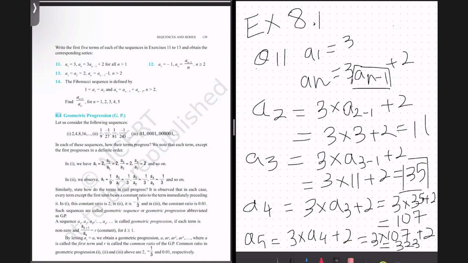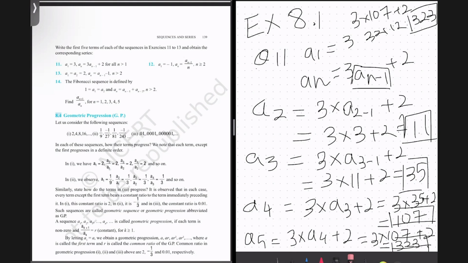I'm going to write this up here as well. So I had 3 into 107 plus 2. So 3 into 107 is 321 plus 2, and that is nothing but 323, right? So this is the fifth term right here for you guys to see. So starting from 3, we have 3, 11, 35, 107 and 323 as the first 5 terms of this sequence, correct?